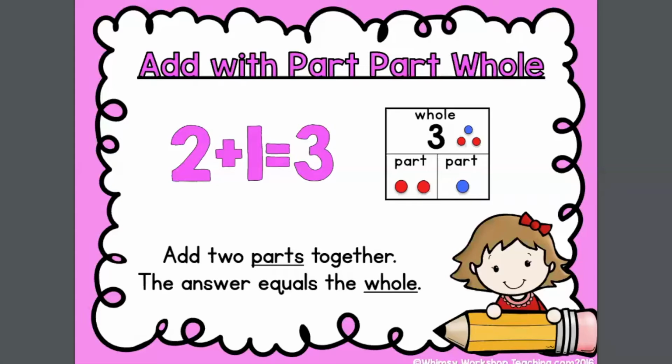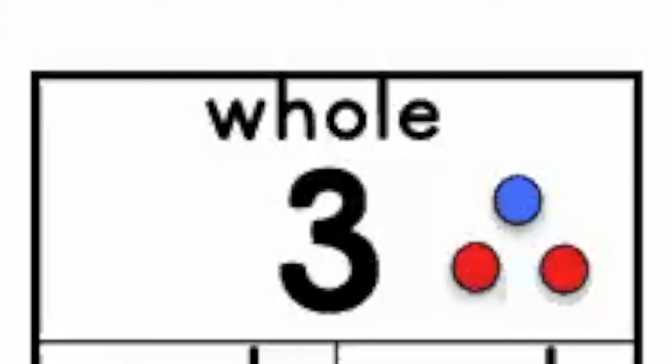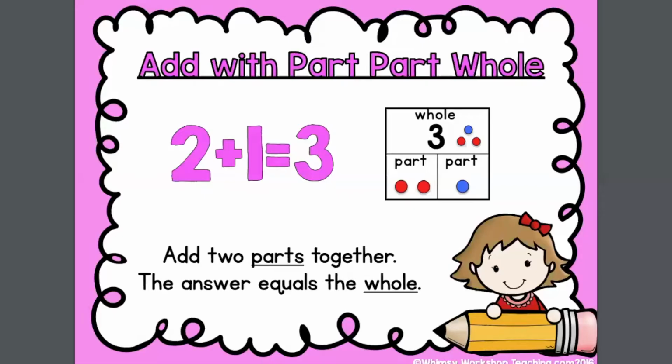So when I count all together, I see that I have 3 dots in total. Then I know the answer equals the whole. My answer was 3 in total. So 3 is the whole. That's my answer. 2 plus 1 equals 3.